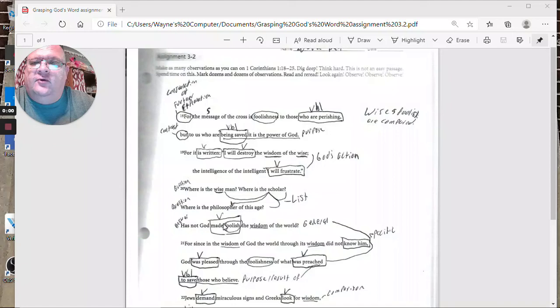For your homework assignment, I'm going to do a quick tutorial for assignment 3.2, the third chapter of Grasping God's Word in the workbook. In this homework assignment, you are to make observations as it pertains to some of the items that you find in the third chapter.